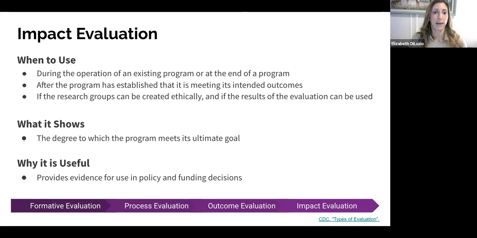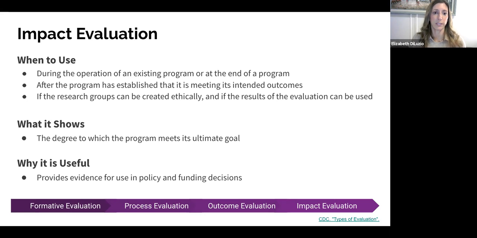It can be used after the program has established that it's meeting its intended outcomes. I've seen it used without outcome validation. I think it probably could, and I think that's probably why people condense the two. I think it's best if you look at outcomes first, and again, you can do any tweaking and modifying that needs to be done before you move on to looking at the impact. But again, time, money, constraints can cause you to do impact before outcome.